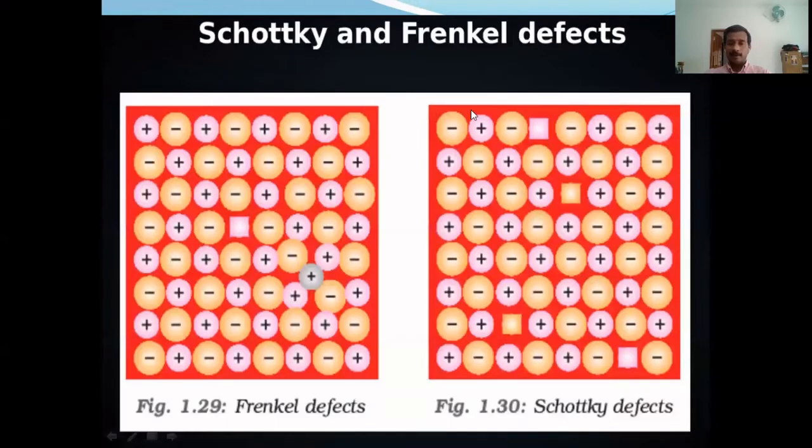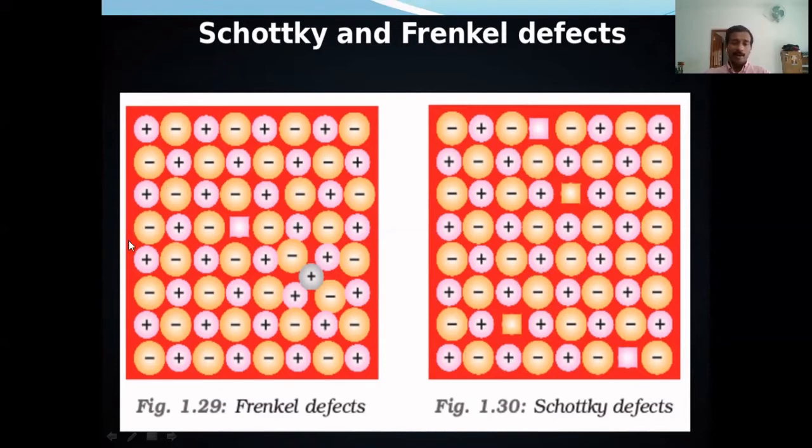What is Schottky defect? This figure represents Schottky defect, only a symbolic representation. Here you see negative, positive, negative, and then it will be positive. Here positive and positive, so in between negative. A cation is missing from the lattice site, an anion is missing from the lattice. Again, if you examine, we can find here an anion is missing. Again, here a cation is missing. Two cations are missing, two anions are missing. That means an equal number of anions and cations are missing from the lattice sites.